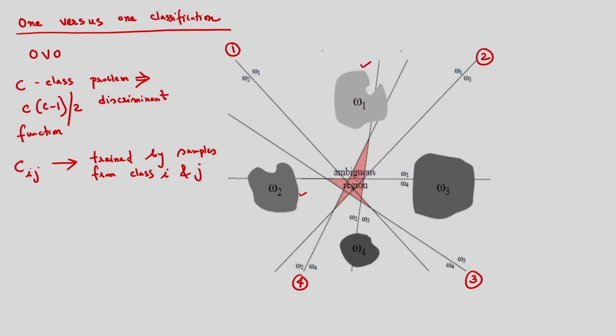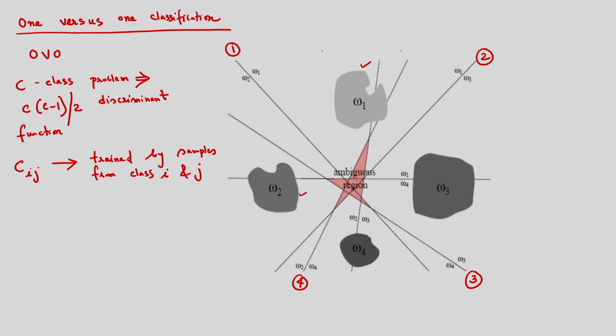That is, actually we are doing 1 versus 1 classification. Corresponding to this also, you can see I have the ambiguous region. But the area of the ambiguous region in this case is less than in the OVA classification technique.